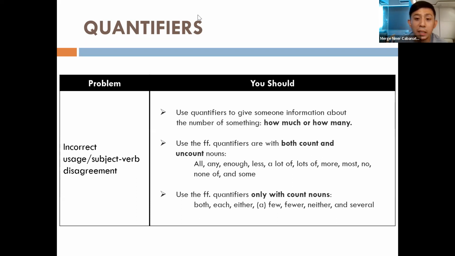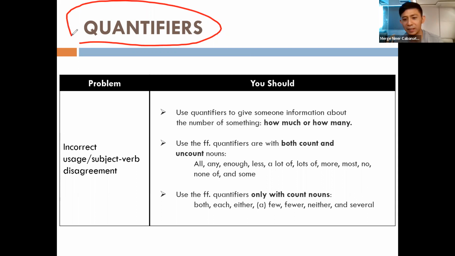So, we're doing the quantifiers now because you don't have any questions. So what would be the quantifiers? Well, quantifiers is a very simple thing. Nagagamit natin to sa pagbibilang. So, how much or how many? It gives us information how much or how many. Quantifier can be considered either as an adjective or a pronoun. So, pareho siyang pronoun, pareho siyang adjective. So, they function the same either way.